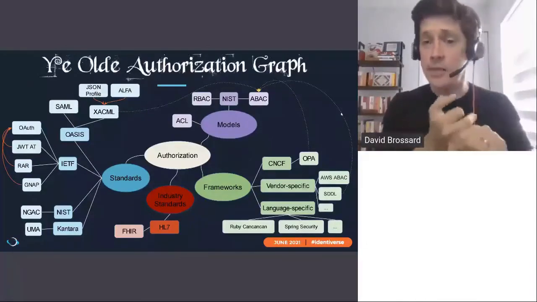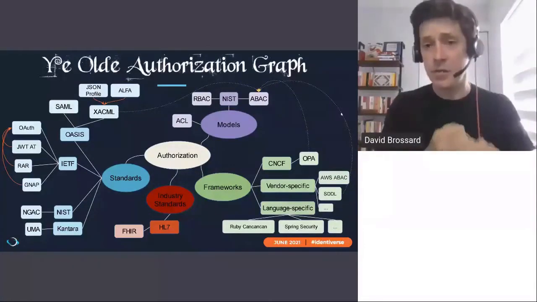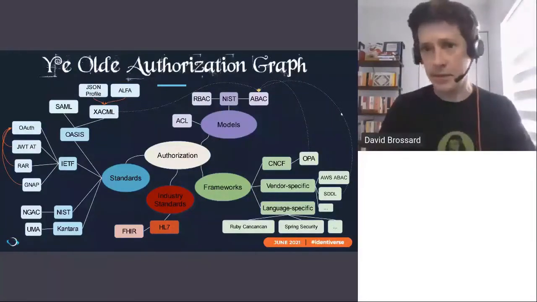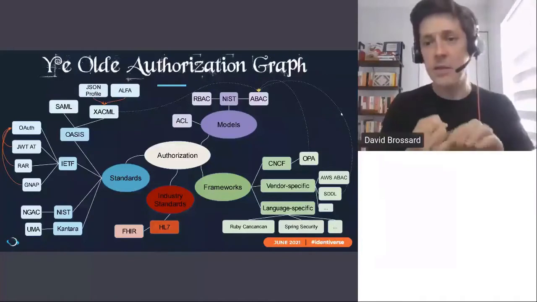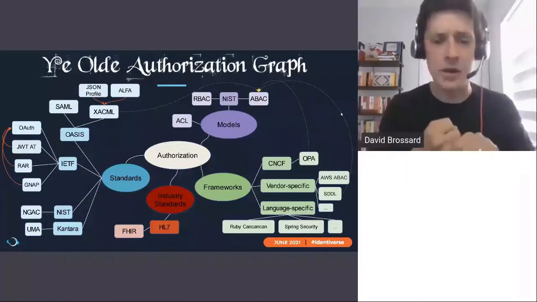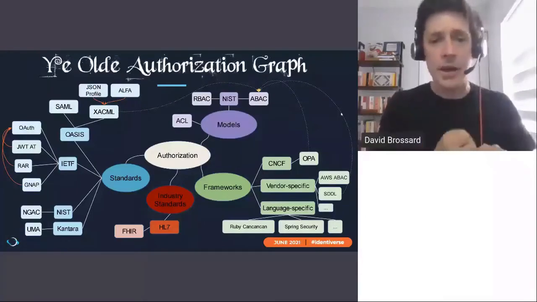RBAC and ABAC are formally defined by NIST. They have excellent resources on both topics. I really, really recommend you go read their stuff, okay? Especially the ABAC paper they wrote, I think 5 years ago, is really, really good. So I really recommend you go there.